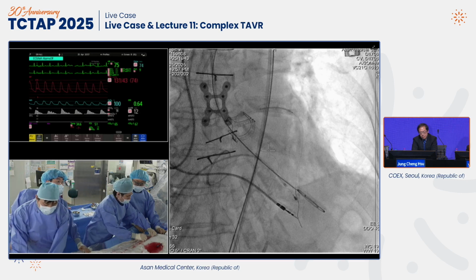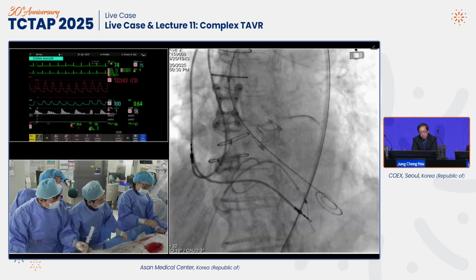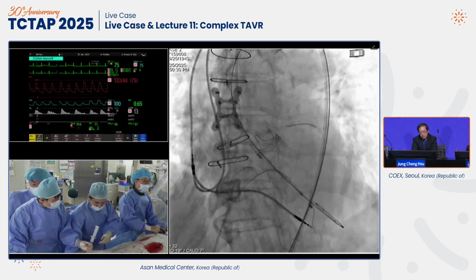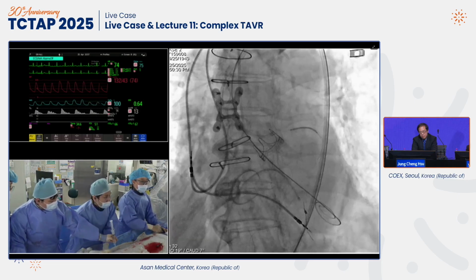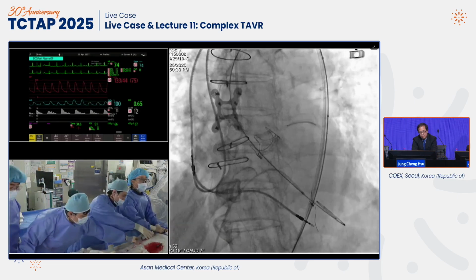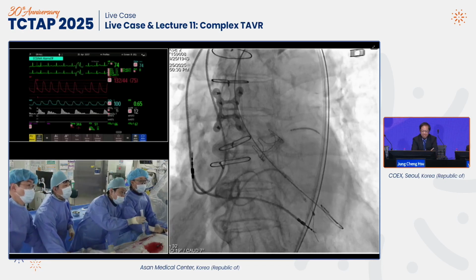And the balloon, true ID is 19, and the balloon nominal is 18. In surgical valve failure, valve passage is sometimes nearly impossible if we don't do any pre-dilation. So we will just do the pre-dilation and then check the aortogram to see what is happening during the balloon inflation. We will check it.